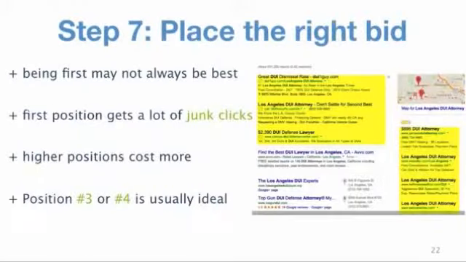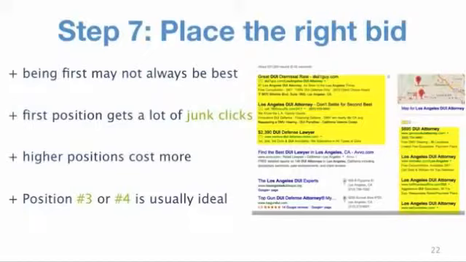Step number 7, place the right bid. This is the way PPC advertising works. If you bid highest, along with the combination of other factors, you can try to bid your way to the top, with a willingness to literally pay more per click than your competition. This doesn't guarantee your position in the top spot, but it's a big part of how you get to the top. This is the key.